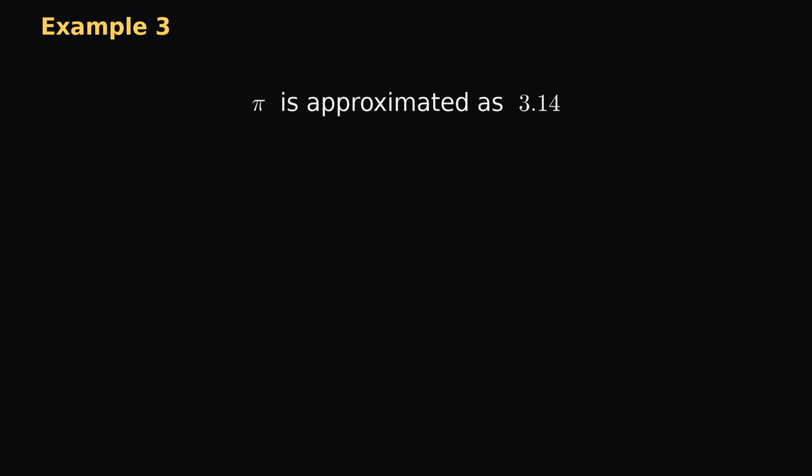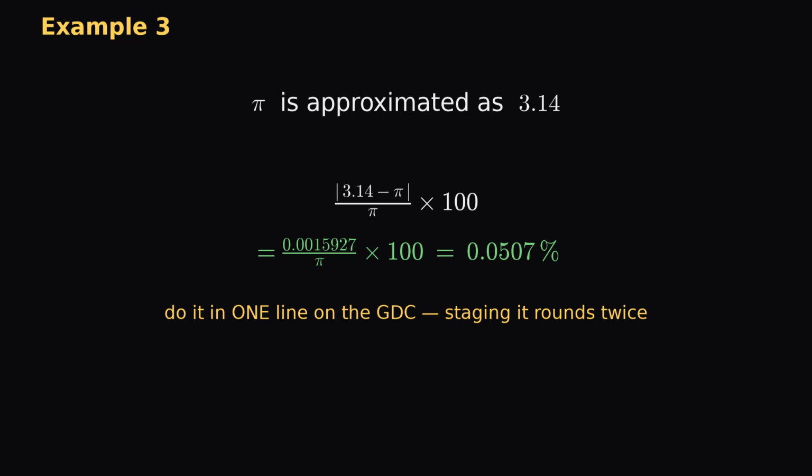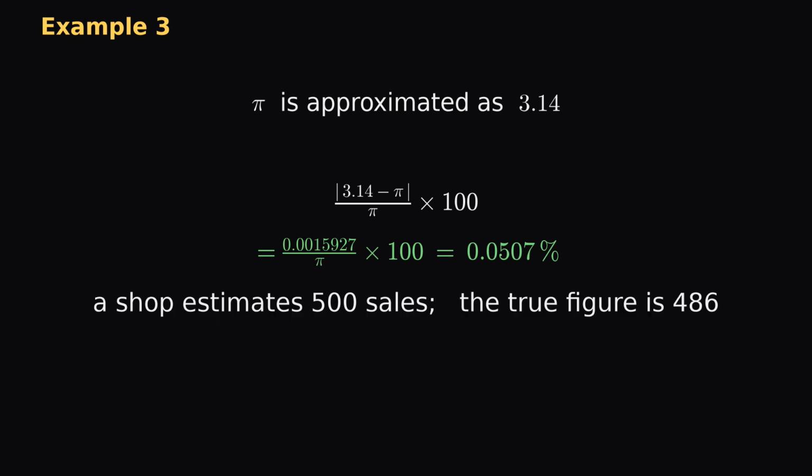Example 3. Percentage error. Pi is approximated as 3.14. Find the percentage error. Modulus of 3.14 minus pi over pi times 100. The difference is 0.001593. Divide by pi times 100. 0.0507%. And do that in one line on the calculator, not in stages, so nothing gets rounded twice.